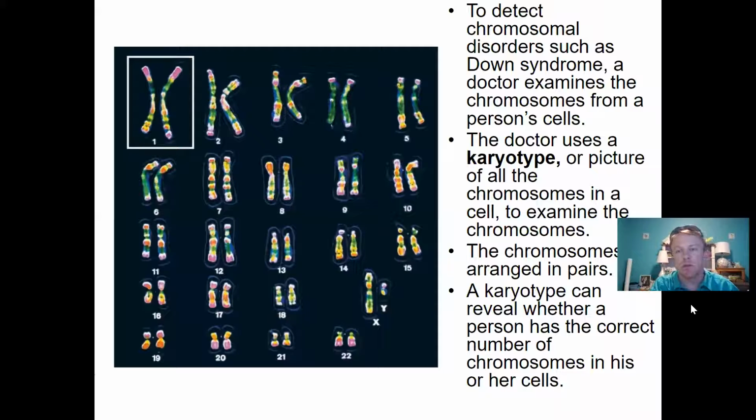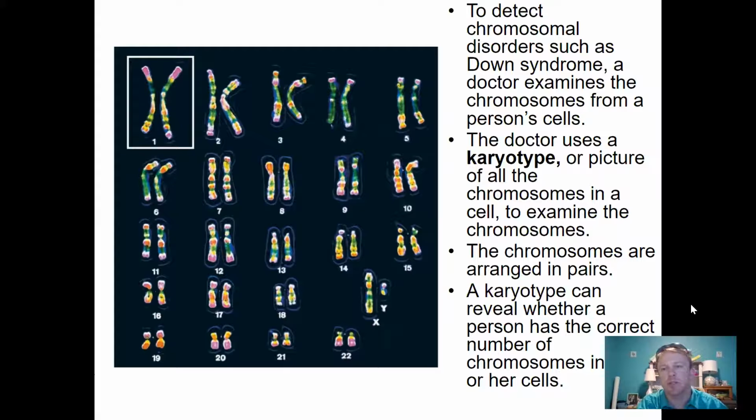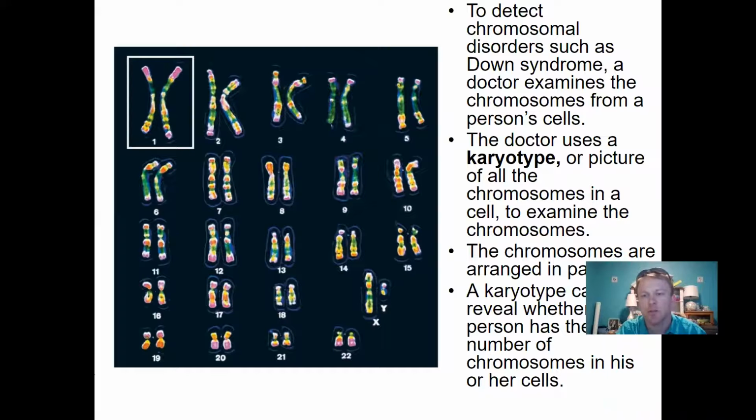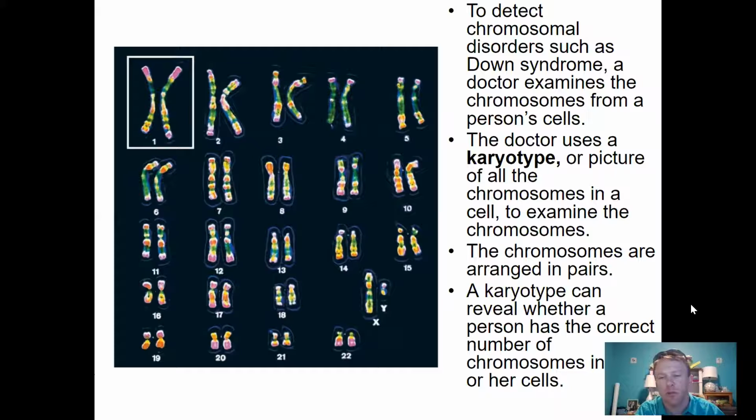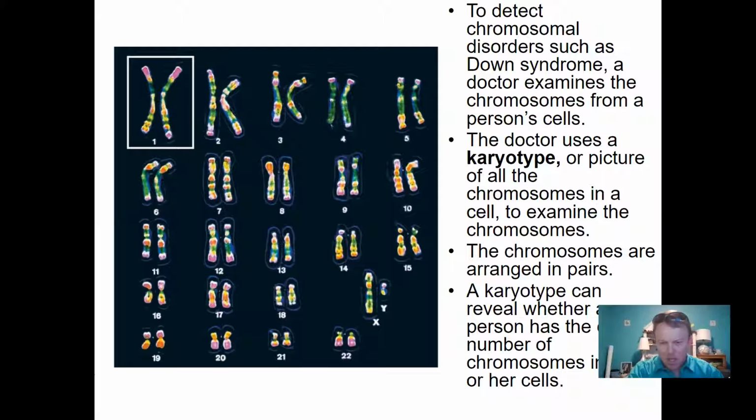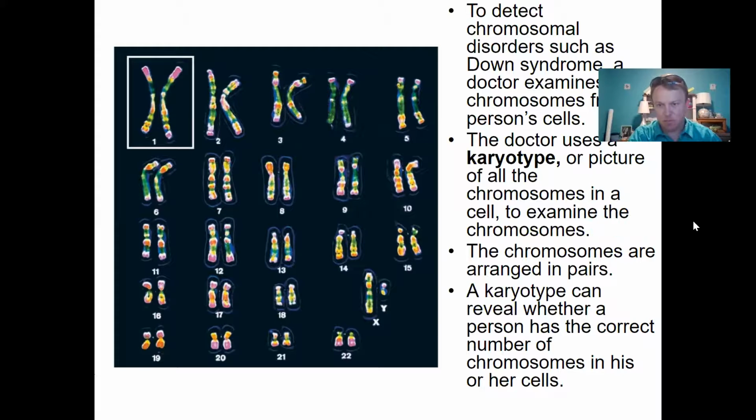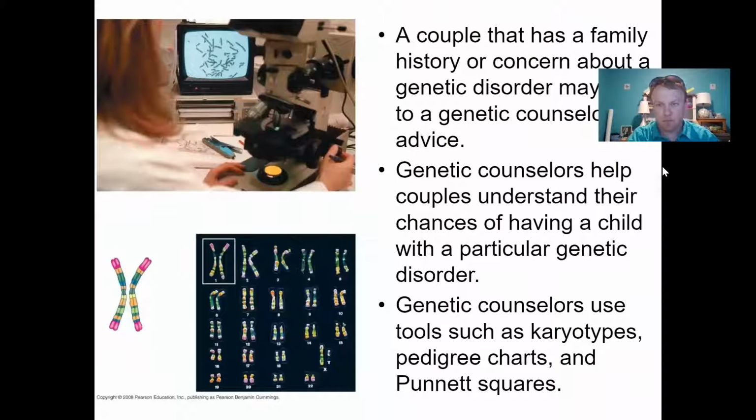To detect chromosomal disorders such as Down syndrome, a doctor examines the chromosomes of each person's cells. The doctor uses a karyotype, or a picture of all the chromosomes in a cell, to examine the chromosomes. The chromosomes are arranged in pairs. A karyotype, excuse me, can reveal whether a person has the correct number of chromosomes in his or her cells.